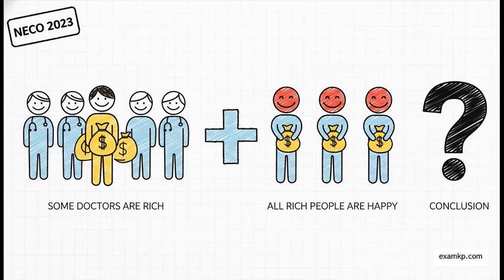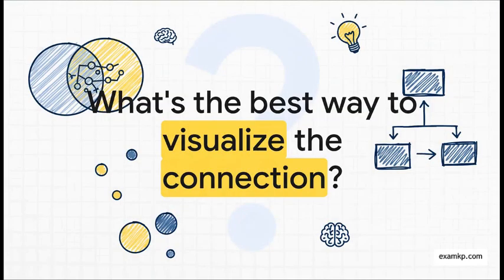Alright, let's switch gears to NECO from 2023. This one has 2 parts. Some doctors are rich, and all rich people are happy. Then it asks what we can conclude. Now this one might look a little tricky, with the some and all mixed together. It's easy to get confused. So what's the best way to see the connection without getting your head twisted?